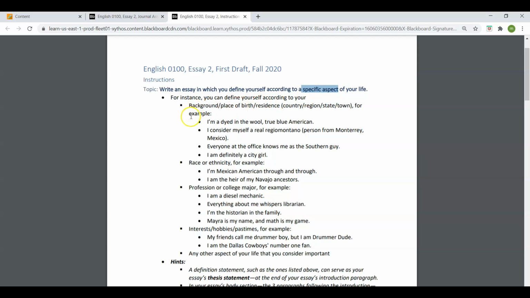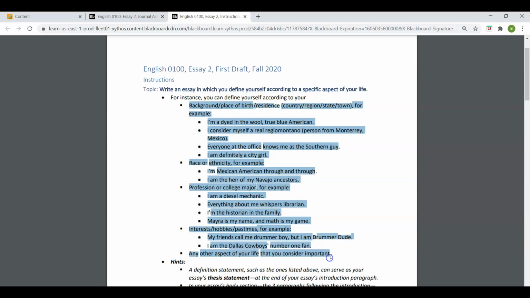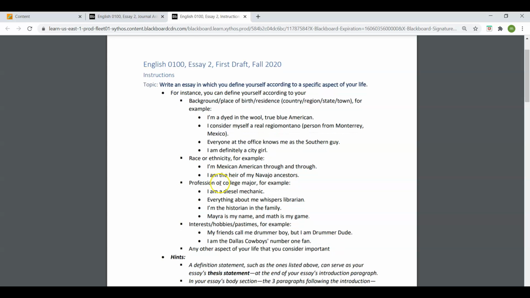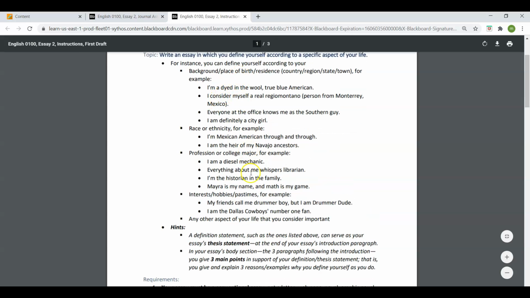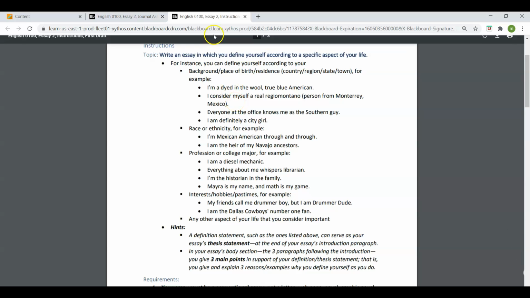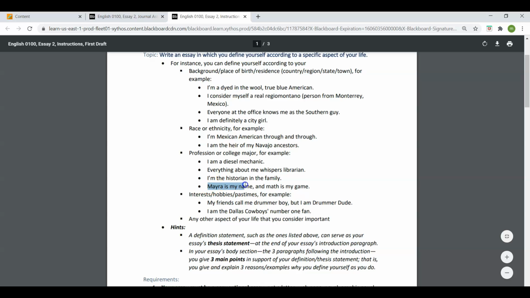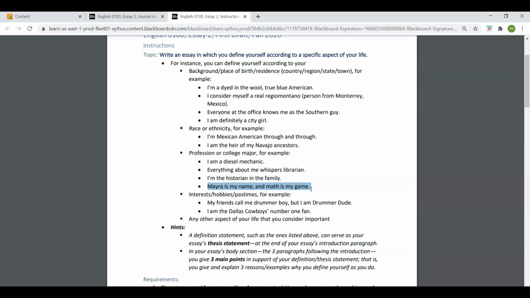So I gave some examples here. I give some examples of basically thesis statements. These are some possible thesis statements you could have that could get you on your way, or something similar. So for example, this one says right here, Mayra is my name and math is my game, right? So if your major, so I imagine that's someone who's majoring in math, right? But maybe you're majoring in something else. Well, apply it to yours, right? I am so-and-so and my major is nursing, right? And I define myself as a nursing major.